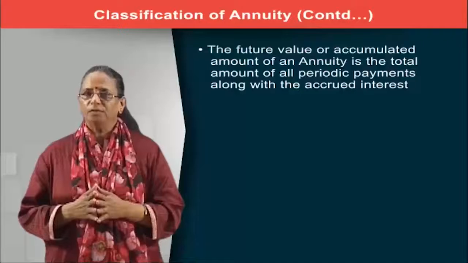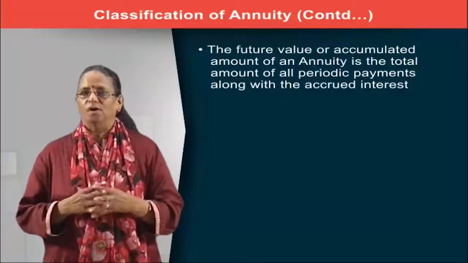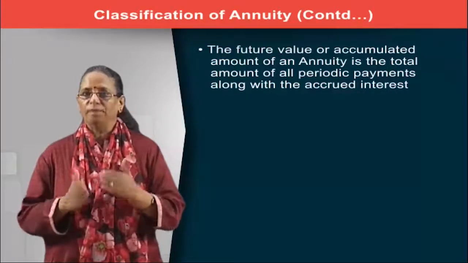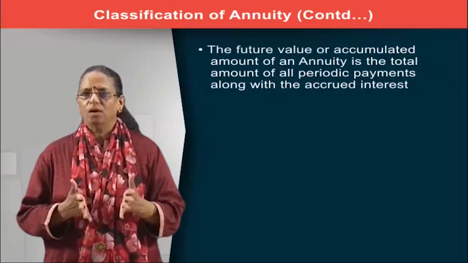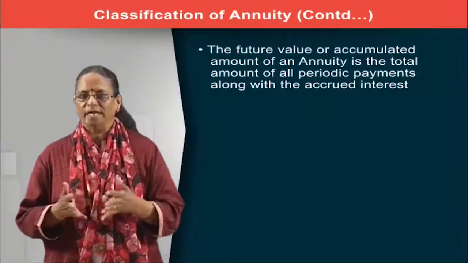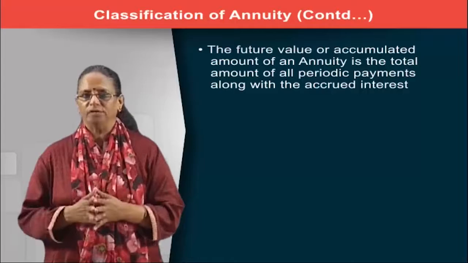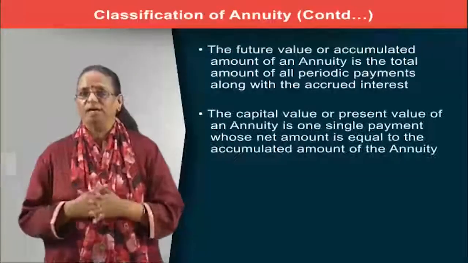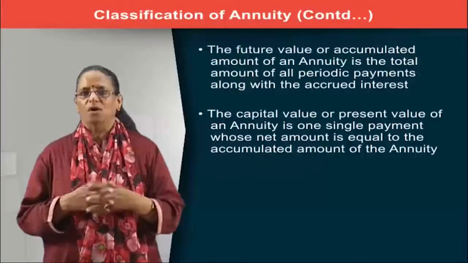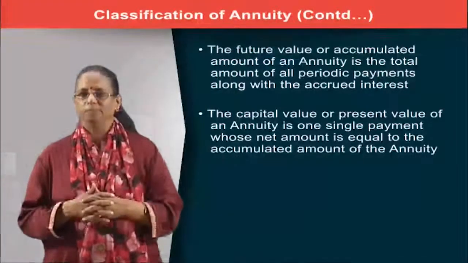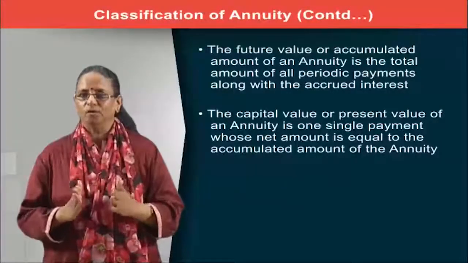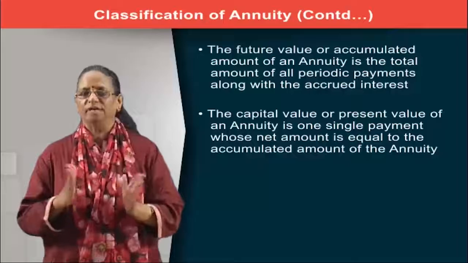The future value or accumulated amount of an annuity is nothing but the total amount of all periodic payments along with the accrued interest. The way we have future value of an annuity or accumulated amount of annuity, we have present value of annuity or capital value of an annuity. What is capital value or the present value of an annuity? It is one single payment whose net amount is equal to the accumulated amount of the annuity.